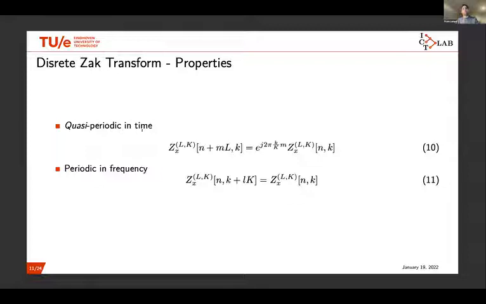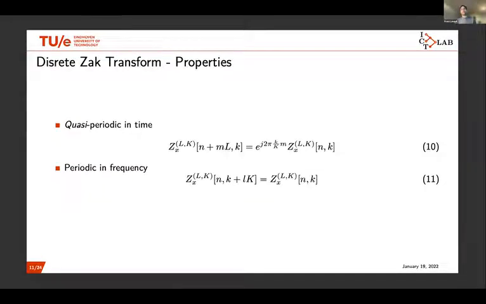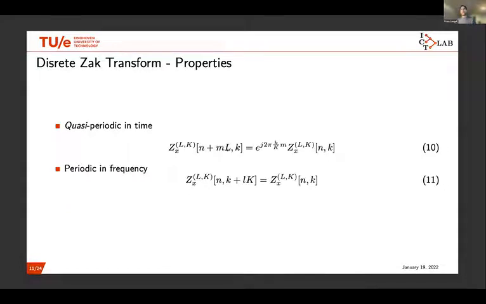What does this mean? When we look at a shifted version of the Zak transform, where the index is shifted by capital L, we see that this Zak transform is equivalent to the Zak transform at the index n, but we get an additional complex factor here. And moreover, it's periodic in frequency. Those two properties are quite intuitive. Since it is the discrete Fourier transform, and the discrete Fourier transform is itself periodic in the frequency domain, this will give you this property.